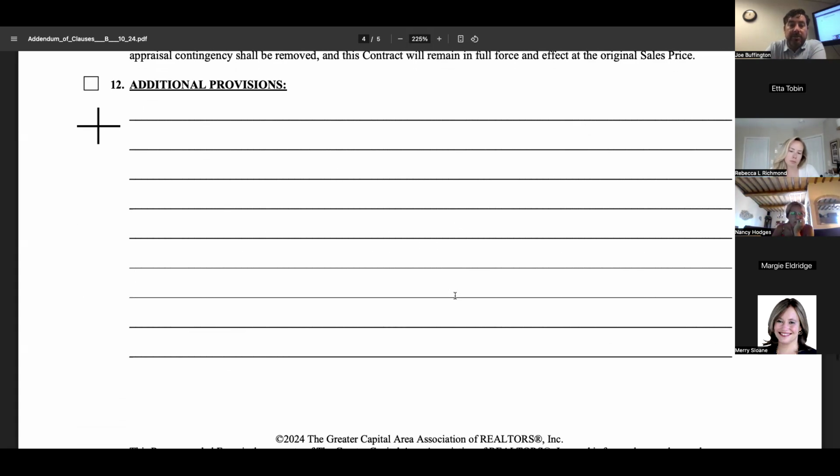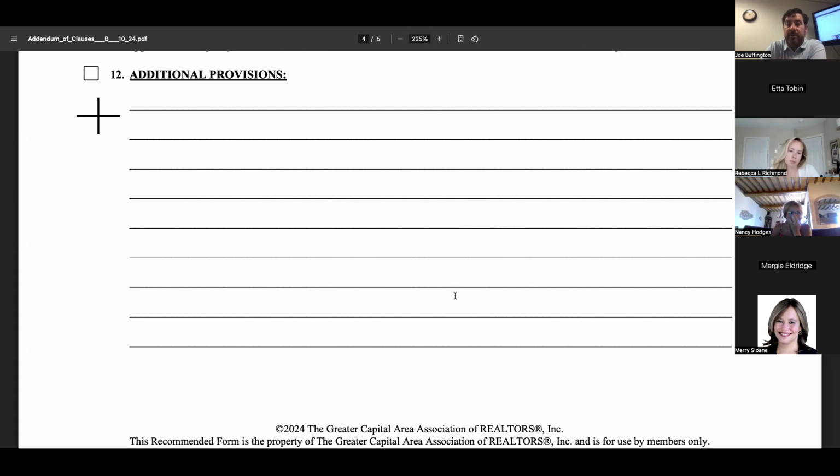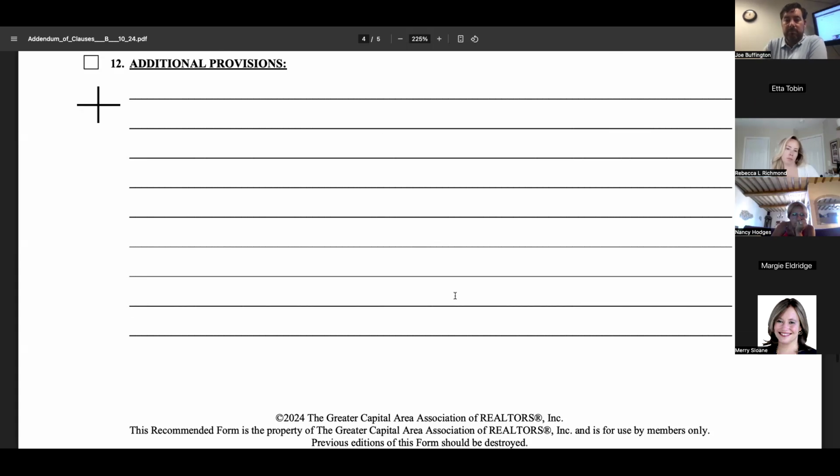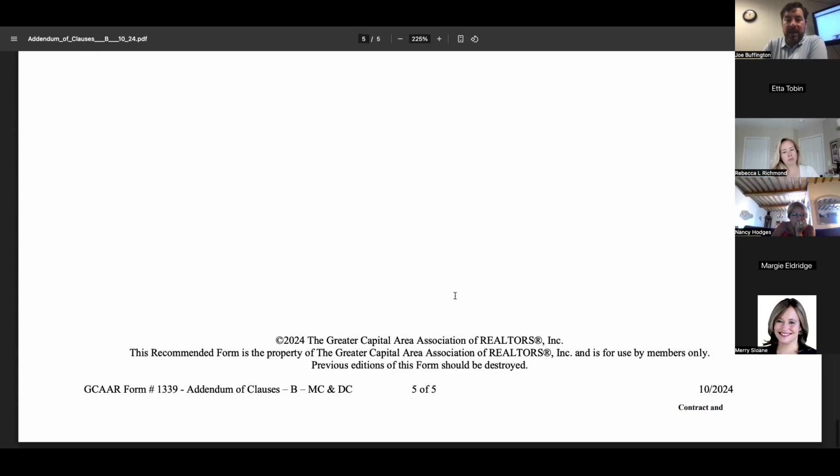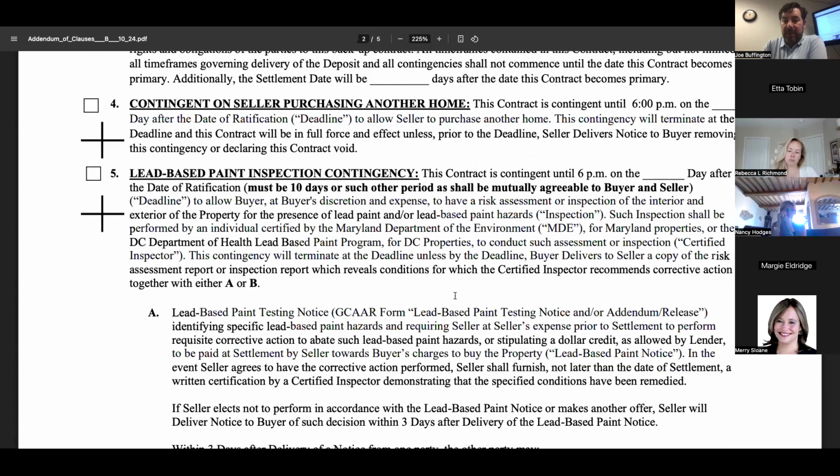All right, and then additional provisions. This is sometimes where we just add on that extra stuff. If you're only using addendum clause B, sometimes, like, offer is only valid till 6 p.m. on Saturday, June 28th. Okay, so that's the addendum of clauses B.